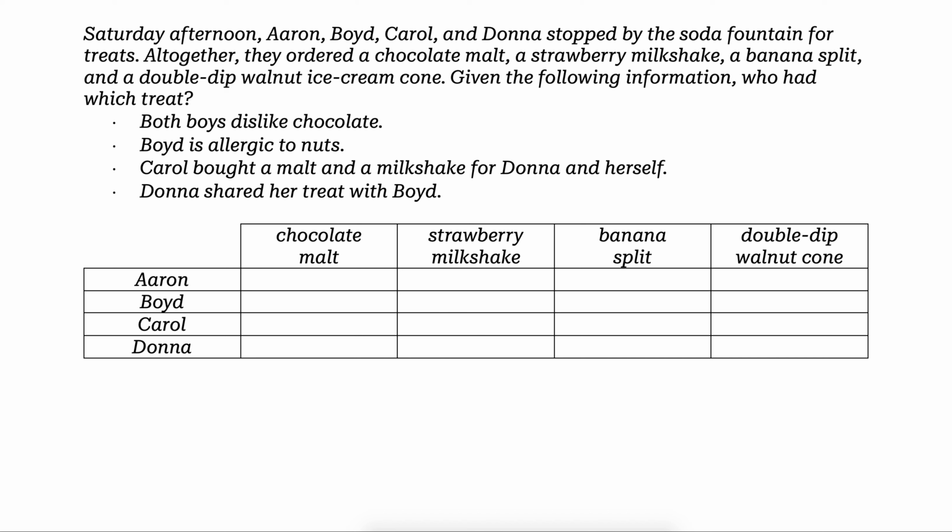So we have a table here with the 4 names and then the 4 treats, and we're going to put X's if somebody does not match to a certain treat, and I'm going to do a check mark. You could also do a circle if it is the correct answer. So sometimes people will do X's and O's or X's and check marks. So the first bit of information we're given is that both boys dislike chocolate. So that means they are not interested in that chocolate malt.